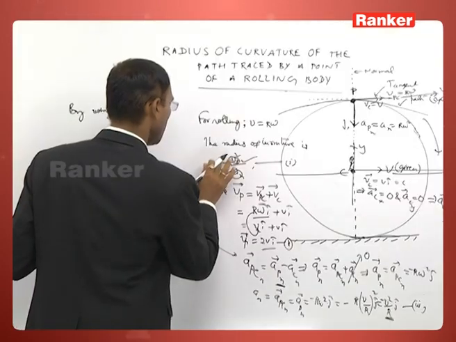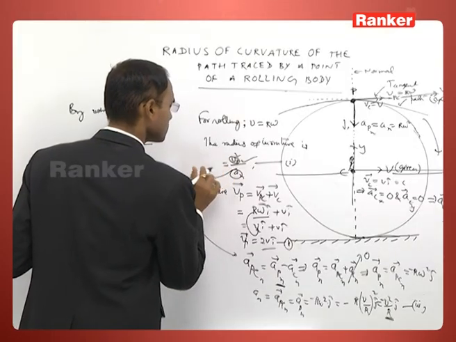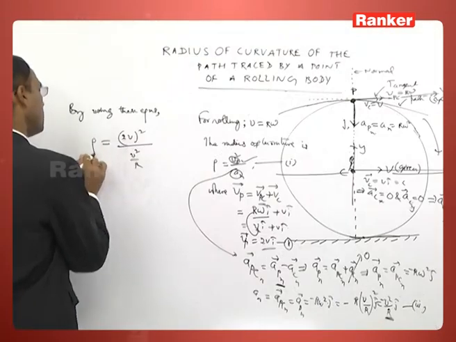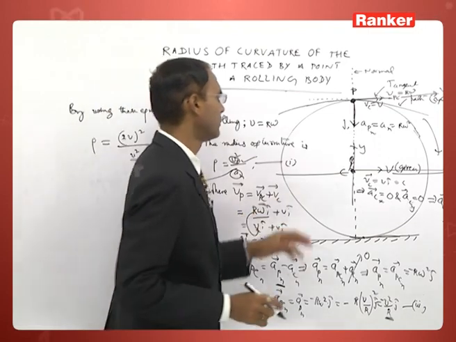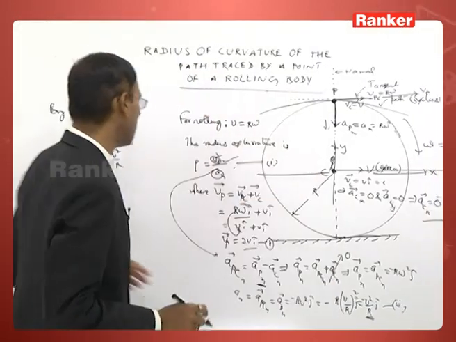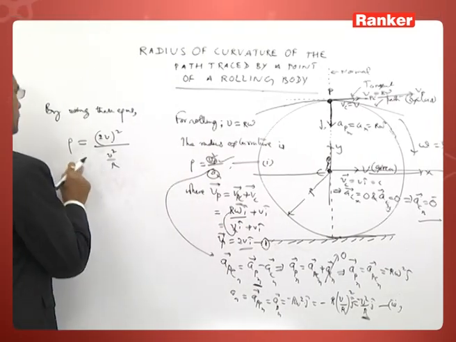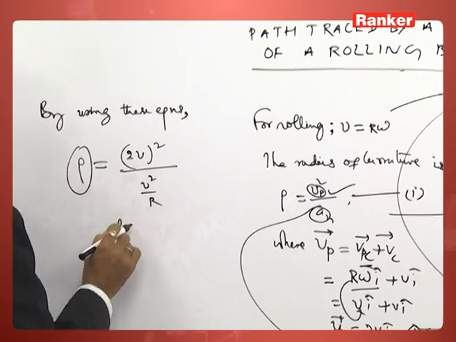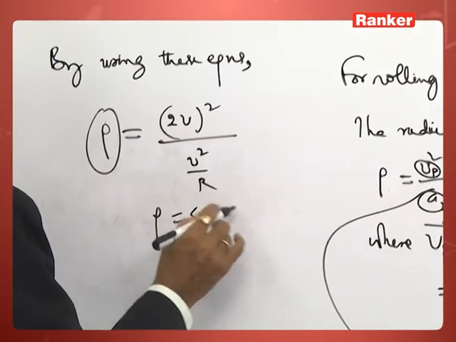Instead of r you write rho, because we have written r for the radius of the disk. So, you will get confused if you write r, or you can write r dash. So, better to write rho. So, rho is equal to 4 into r, answer.